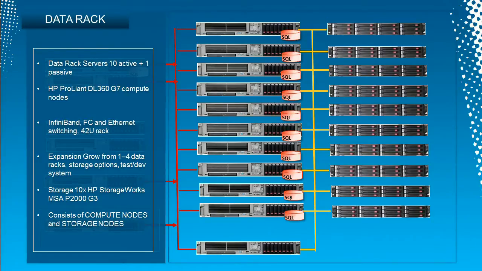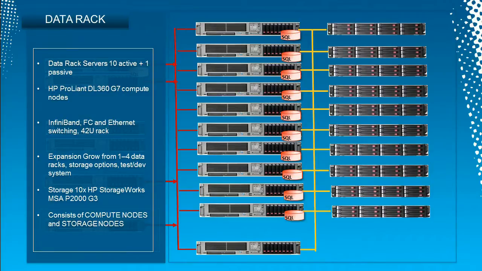Compute node consists of a well-connected InfiniBand. We have Ethernet switching. It's a 42-unit rack. And you could grow and expand that from 1 data rack to up to 4 data racks, giving you storage capacity that goes well beyond 500 terabytes of data. Okay? And if that doesn't work, put another PDW in place and put them into a distributed data warehouse architecture. So the data rack consists of your compute node and your actual storage nodes.